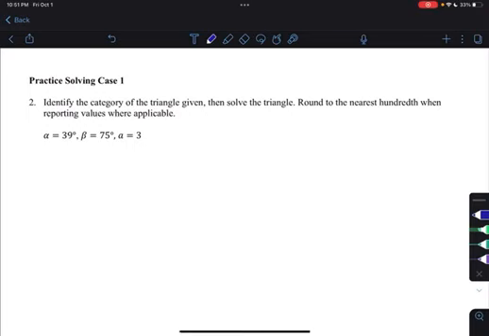Let's practice solving a triangle using law of sines. First, identify the category of the triangle given, then solve the triangle. We're going to round to the nearest hundredth when reporting values where applicable. Now, the two types of case 1 triangles are either ASA triangles or AAS triangles.